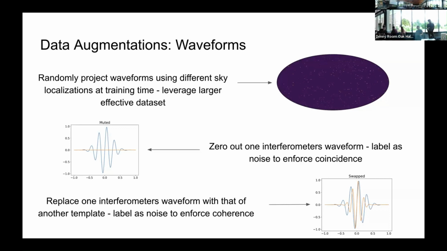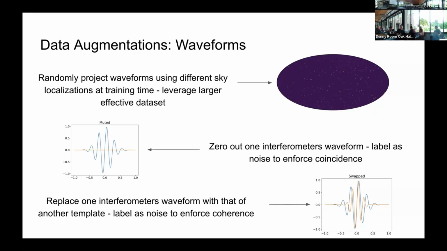We also do some data augmentations for signals. So at the top here, I'm illustrating what we do with our waveforms. We'll take intrinsic waveforms, so waveforms that are generated just from the intrinsic parameters like masses and spins, and we'll project those with randomly sampled extrinsic parameters like sky localization and distance. And this, again, allows us to leverage a larger effective signal data set from some fixed set of intrinsic waveforms.